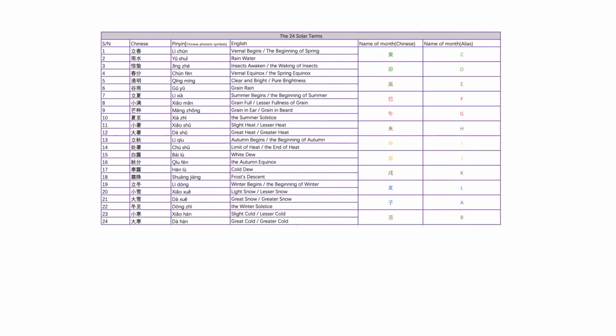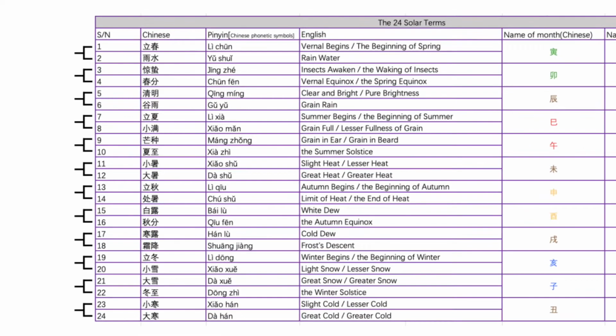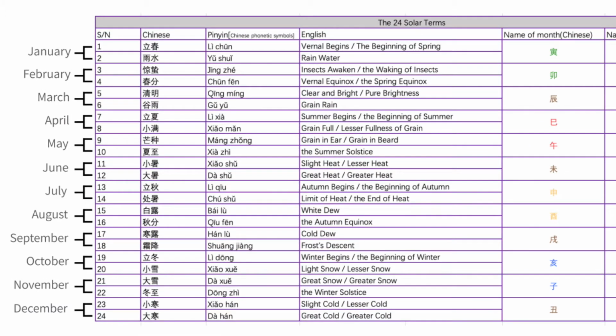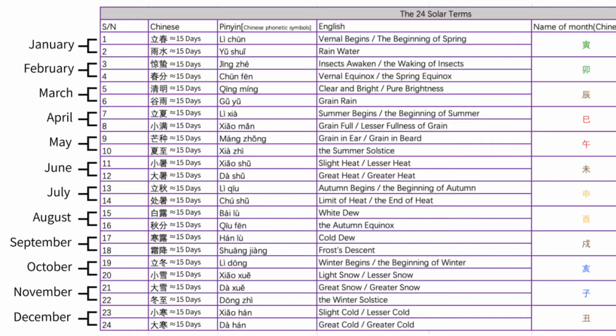You must be smart enough to realize that 24 divided by 2 is 12. This is very similar to the 12 months in the Gregorian calendar. In other words, the duration of the two solar terms in the lunar calendar is roughly equivalent to 1 month in the Gregorian calendar. Coincidentally, the ancients set the time of every two solar terms as 1 month and gave each month its name by 12 terrestrial branches. There are about 15 days in each solar term.